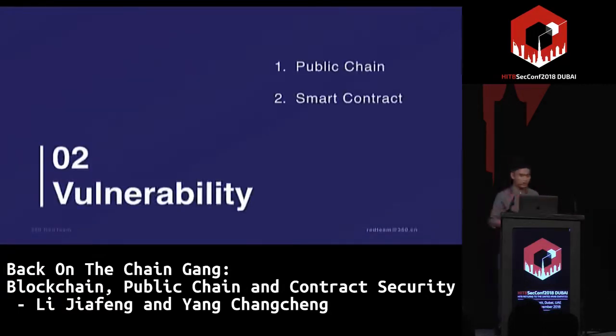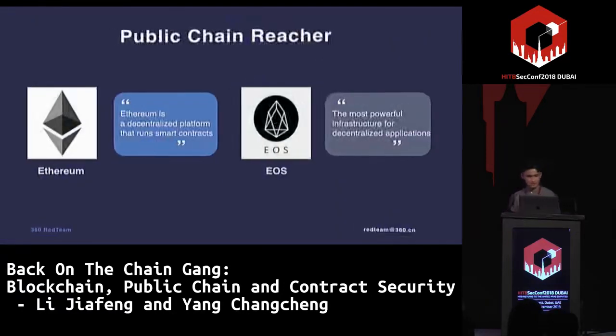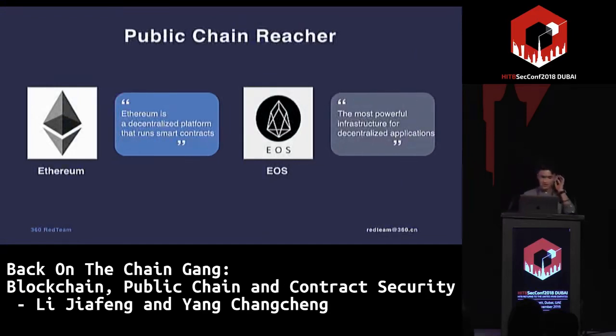So let's talk about the vulnerabilities. We are getting into today's theme, the public chain and the smart contract. Our research is more than this. It's not just Ethereum and EOS. We research Tron and XRP or something, and consortium chains like Hyperledger Fabric and CITA. So maybe this time just the public chain. Maybe next time in Amsterdam we will share the consortium chain.